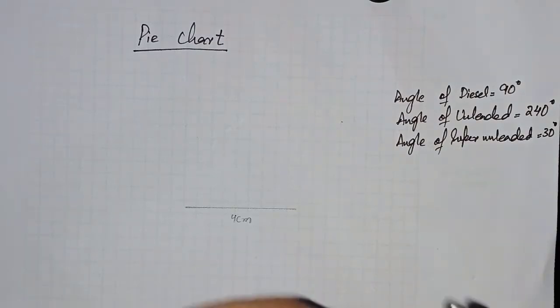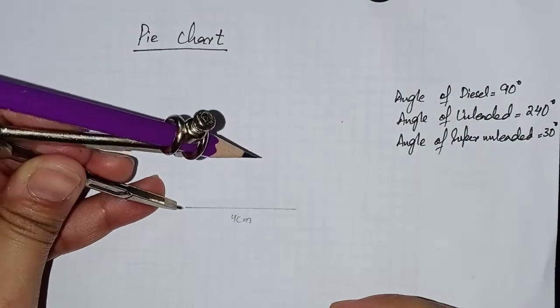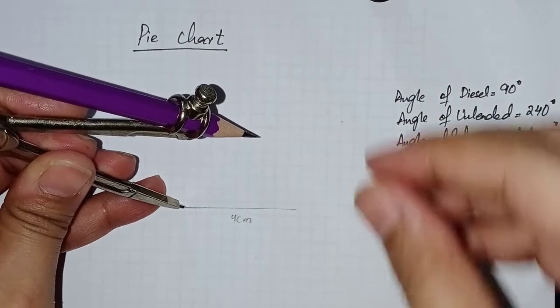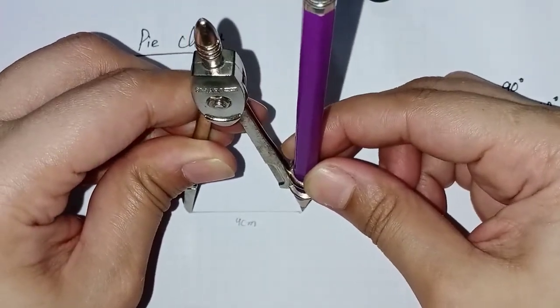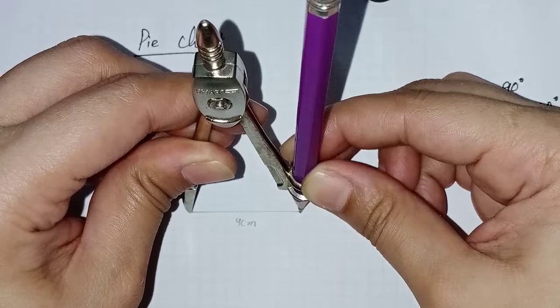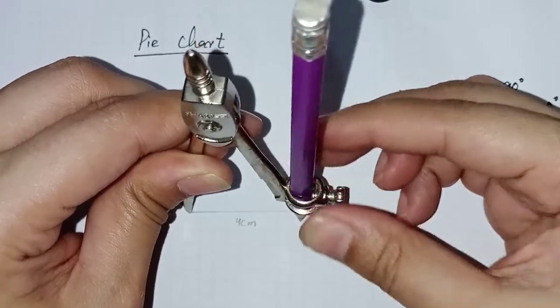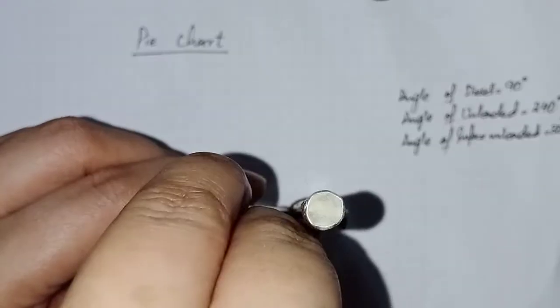Now I'll keep my compass on this point, and I'll open it till this point. Now I will draw a circle here.